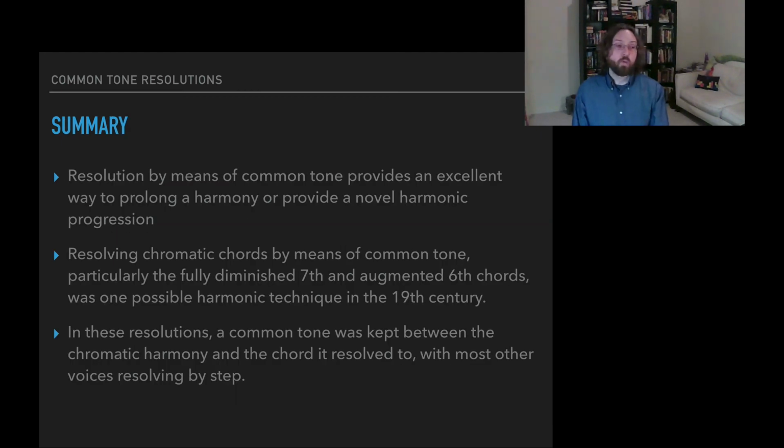To review, resolution by means of common tone provides an excellent way to prolong a harmony or provide a novel harmonic progression. Resolving chromatic chords by means of a common tone, particularly the fully diminished seventh and augmented sixth chords, was one possible harmonic technique in the 19th century. In these resolutions, a common tone was kept between the chromatic harmony and the chord it was resolved to, with most other voices resolving by step.